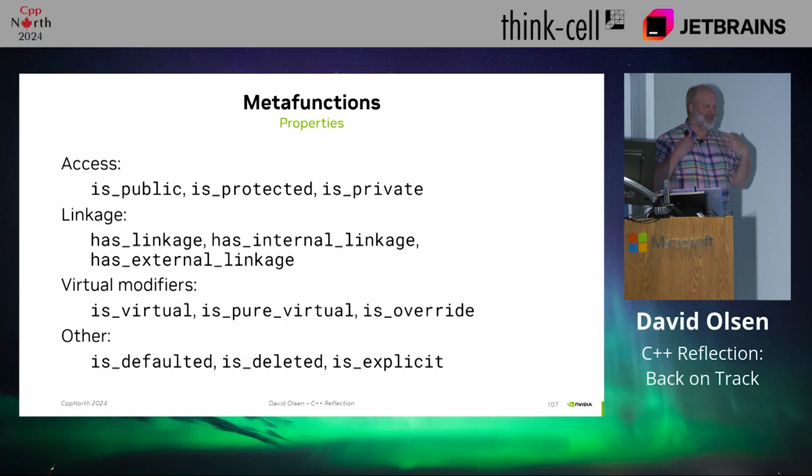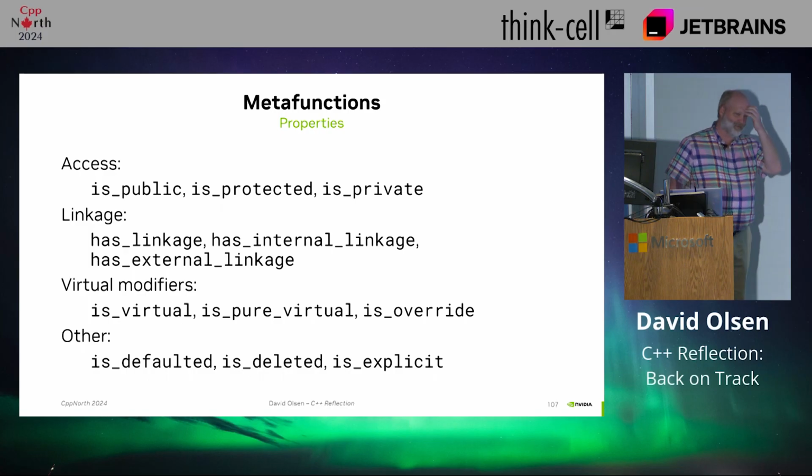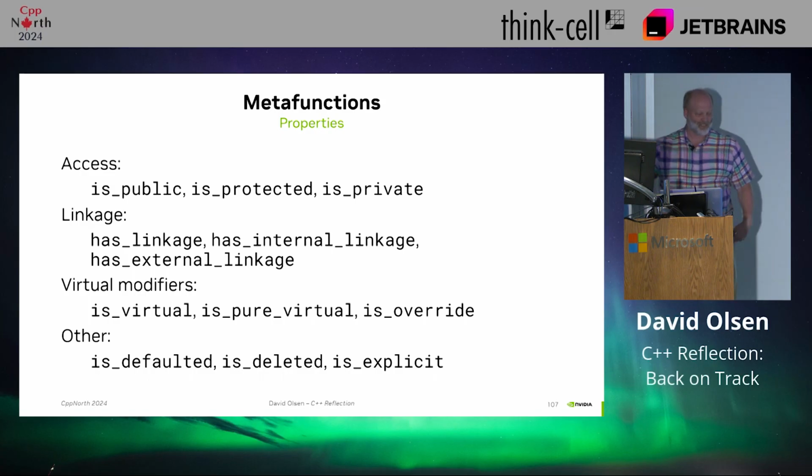But with reflection, you can ask about things that you can't get through type traits, like the accessibility: public, protected, private. There are also some queries to say, is this thing accessible from this location or from this context? You can ask about linkage, internal linkage, external linkage, the virtualness of a function, and other minor things. Is it defaulted? Is it deleted? Is this constructor explicit? That information is all available through reflection.